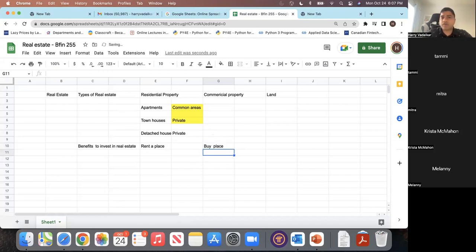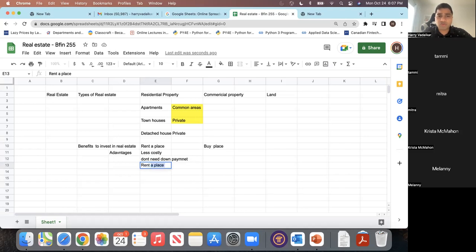Now there are a lot of advantages of renting. There are a lot of advantages of buying. We'll first discuss the advantages and then we'll look at disadvantages. So what are the advantages of renting a place? The biggest advantage is it is less costly to rent. You don't need a down payment. Okay. You don't need a big down payment.